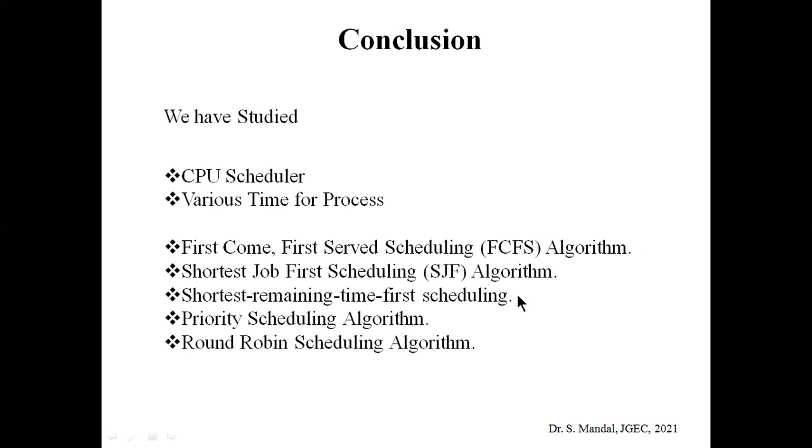So coming to the conclusion part, in this class we have studied different CPU scheduling algorithms like FCFS, SJF, SRTF, priority scheduling, and round robin scheduling. All these algorithms are associated with CPU scheduling, where we assign the CPU to a particular process whenever there are many processes in the ready queue. We also discussed different terms associated with CPU scheduling, like arrival time, burst time, waiting time, turnaround time, etc. And we have also become familiar with the Gantt chart. Using the Gantt chart, we can easily analyze the scheduling problem.